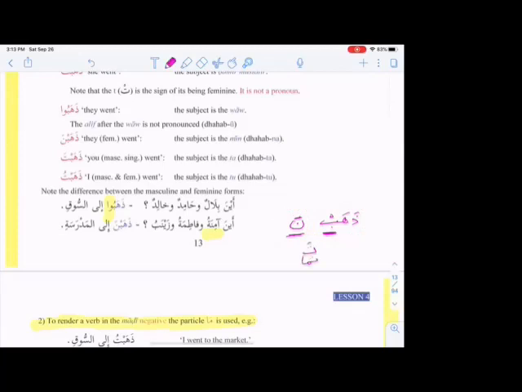Ta, tuma, tum. Ti, tuma, tunna. And then ana, nahnu. Ana means zahabtu, and then zahabna. So you have to just remember it, you know. Ta tumatum, ti tumatunna, tuna.